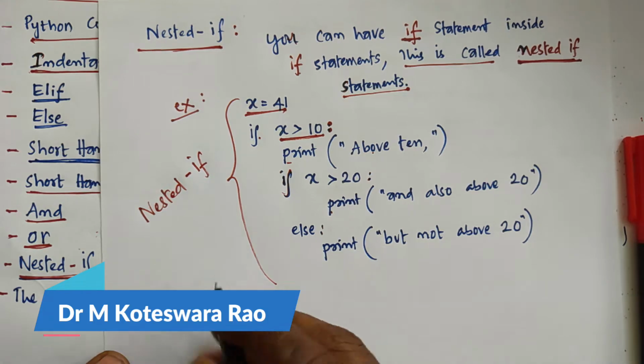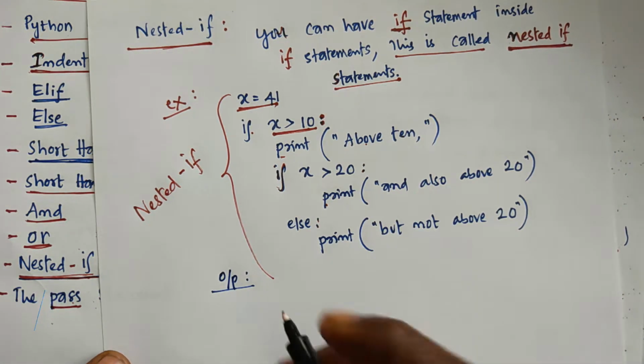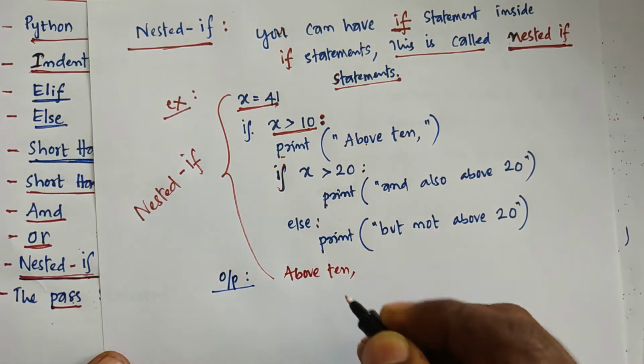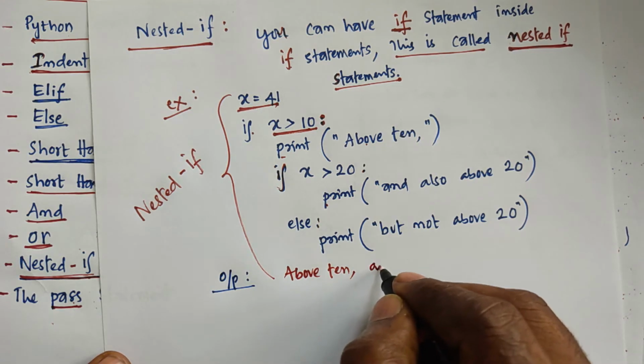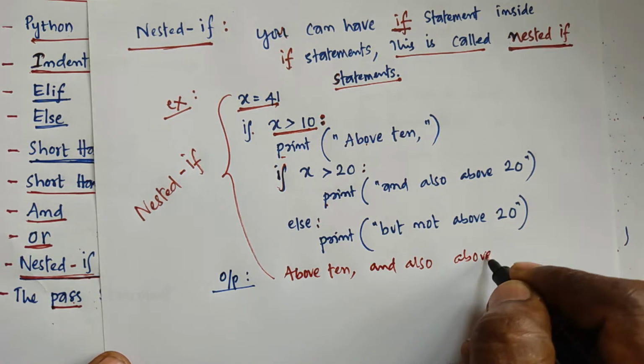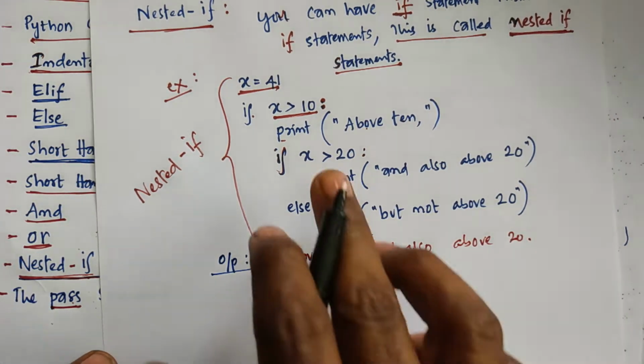After execution of this, the result will be above 10, and also above 20. This is the actual result for this statement.